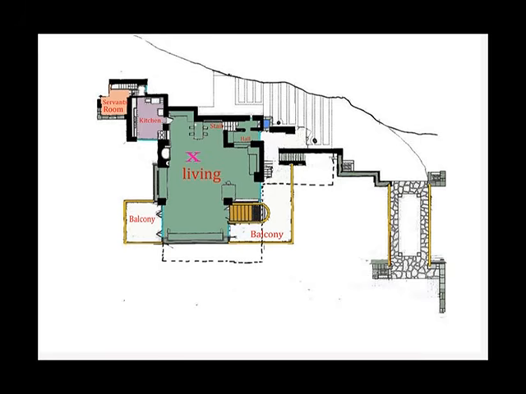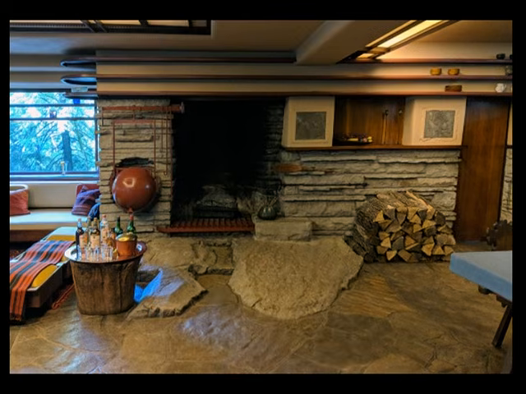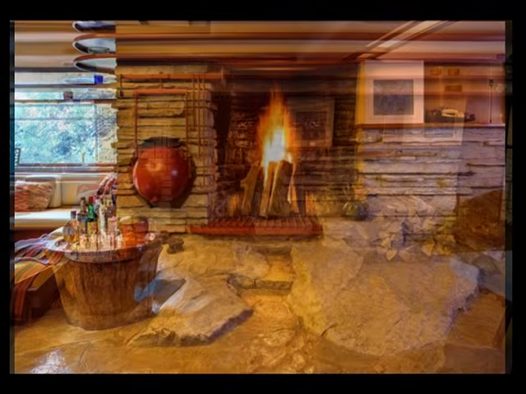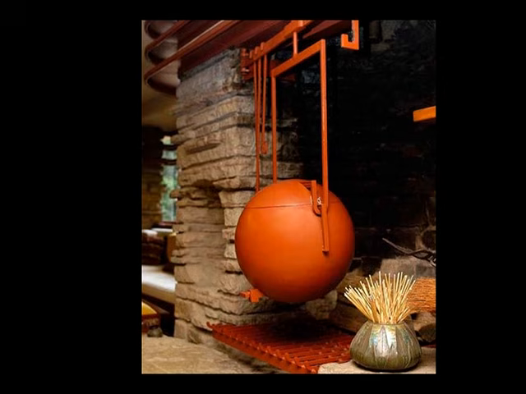When we return to the living room, we see that the top of the rock comes through an opening in the floor and forms the bottom of the fireplace. This orange bowl is a large iron kettle that could be swung in front of the fireplace to boil water.